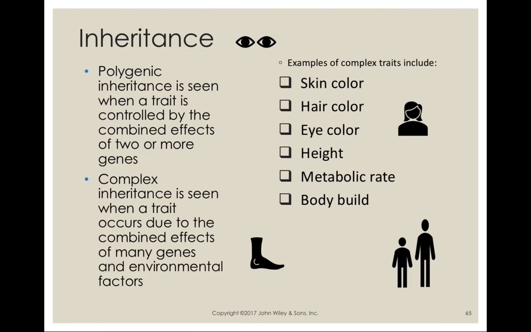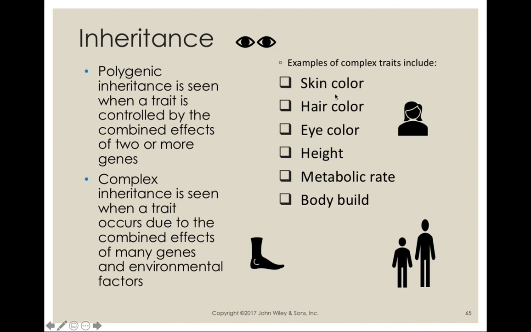Now truly, many different traits are passed on through polygenic inheritance, which is when the presence of a trait is controlled by more than 1 gene. We can also take this a step further and state that complex inheritance is where traits are controlled by more than 1 gene, but also by environmental factors. And these are all examples of complex traits that are passed on from complex inheritance.